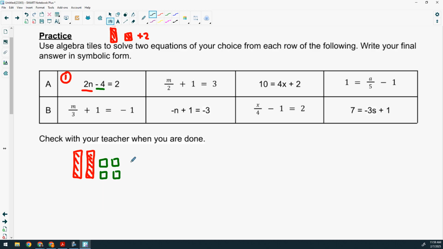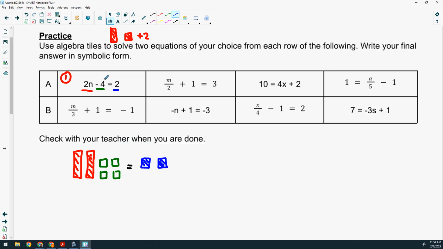And 2n minus 4 is equal to +2. So I'm going to use blue. +2. So 1, 2, and I need to shade them because they are positive. Okay, so now looking at our algebra tiles, we need to solve for the value of n.